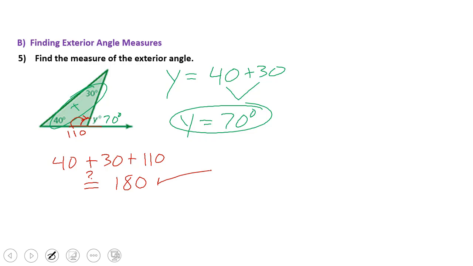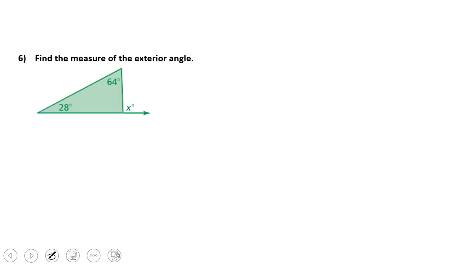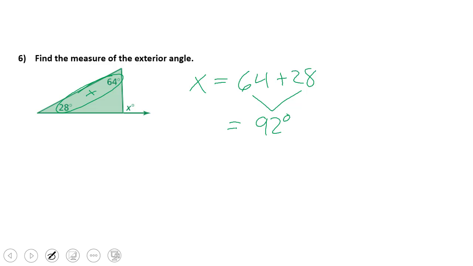Moving on to our next example. Example 6, find the measure of the exterior angle. And of course, we just learned that that exterior angle, in this particular case it is x, is equal to the sum of the two non-adjacent interior angles. So that would be 64 plus 28. And 64 plus 28 happens to be 92 degrees.